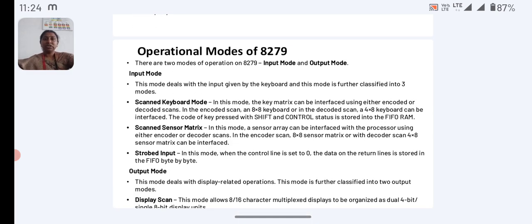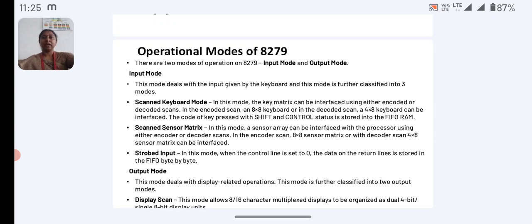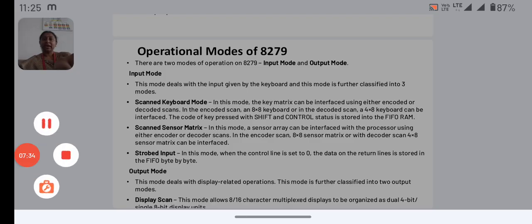Various operation modes are used here, that is input mode and output mode. In input mode, scanned keyboard mode, scanned sensor matrix and strobed input are used. In output mode, it mainly displays the scan section. This is how the keyboard and display controller is used to interface with the microprocessor.